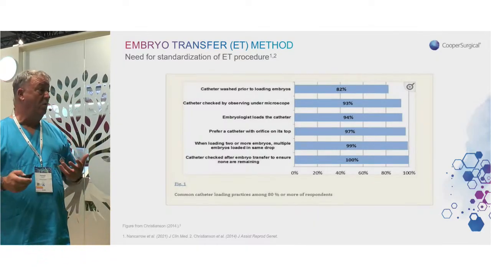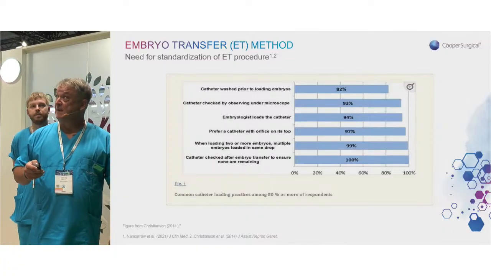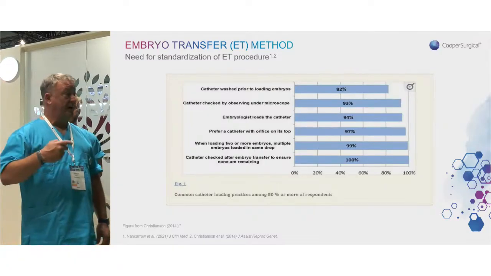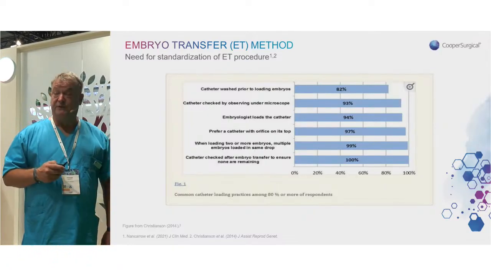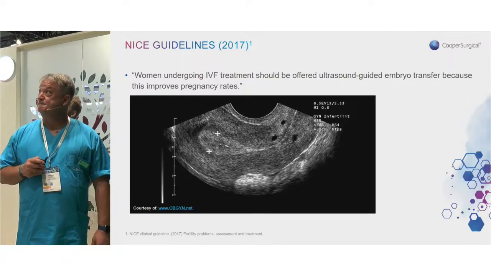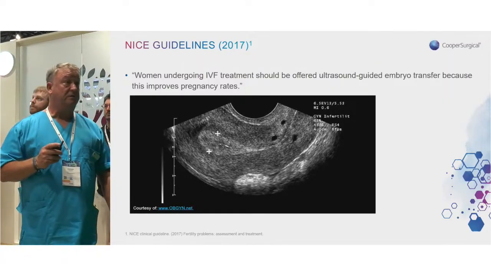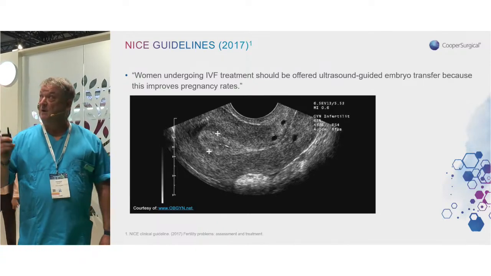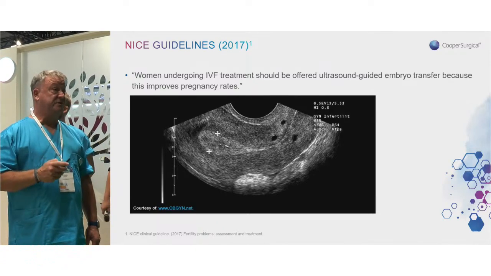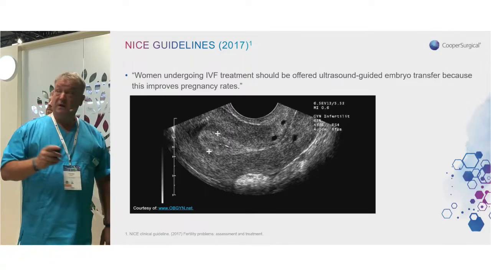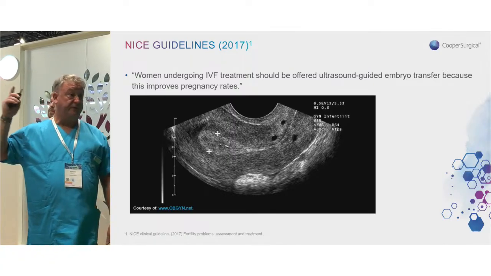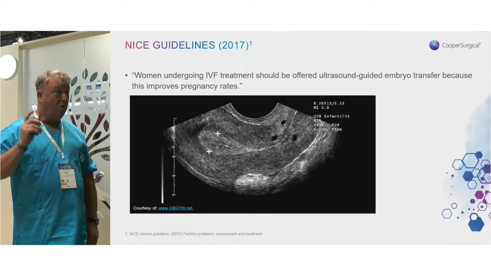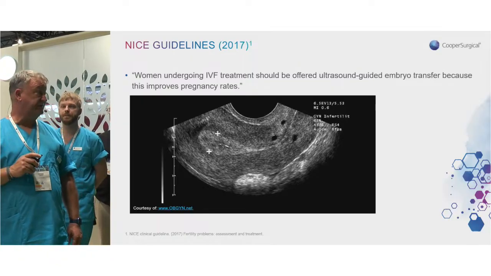So how do we know which factors are important? We're going to talk about where we have evidence and what we believe, through experience and from the literature, is going to give us the best chance of success. Now, one thing that is for sure, and the literature is quite categorical about this, unequivocal, is that ultrasound-guided embryo transfers are better. To a point where the British government, through the National Institute for Clinical Excellence, actually recommends that all embryo transfers are done under ultrasound guidance.